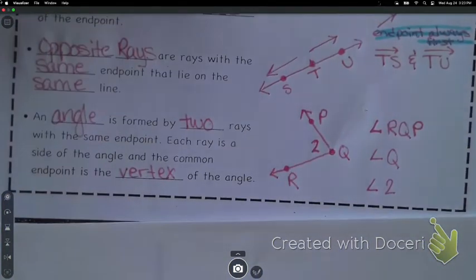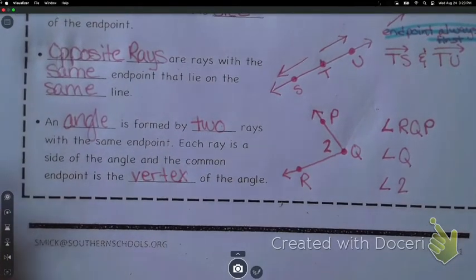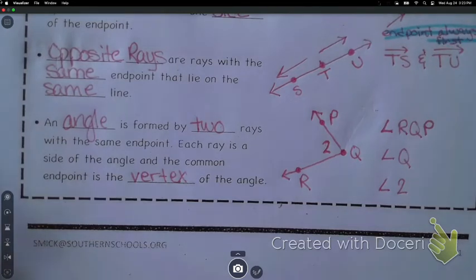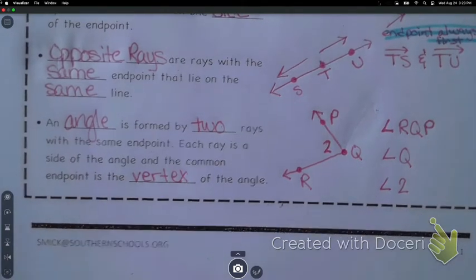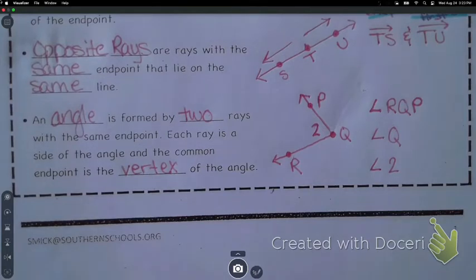Okay, an angle is formed by two rays with the same endpoint. Each ray is a side of the angle, and the common endpoint is known as the vertex. So you have angle, two rays, and vertex. You like these fill-in notes better than writing every word? Yeah. Okay, this is why I make my own note sheets, because we would be here for 6 days writing all this stuff, wouldn't we?